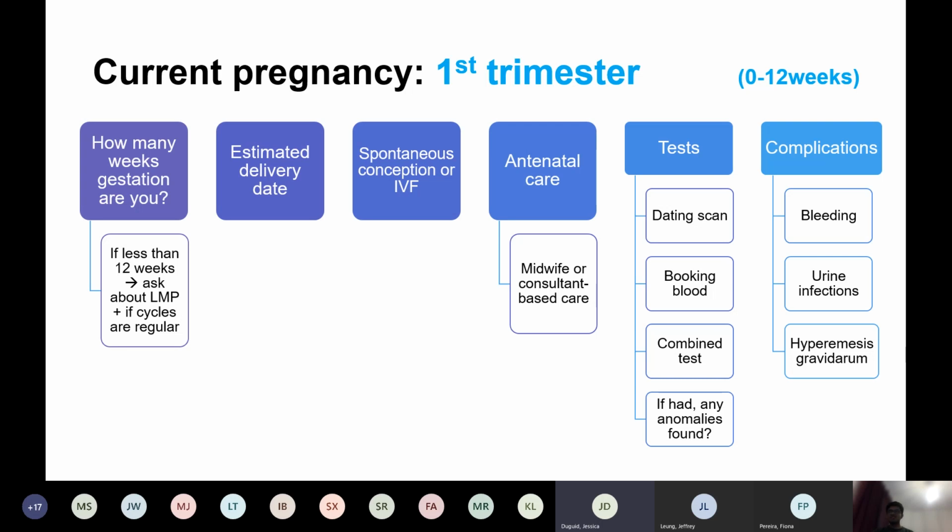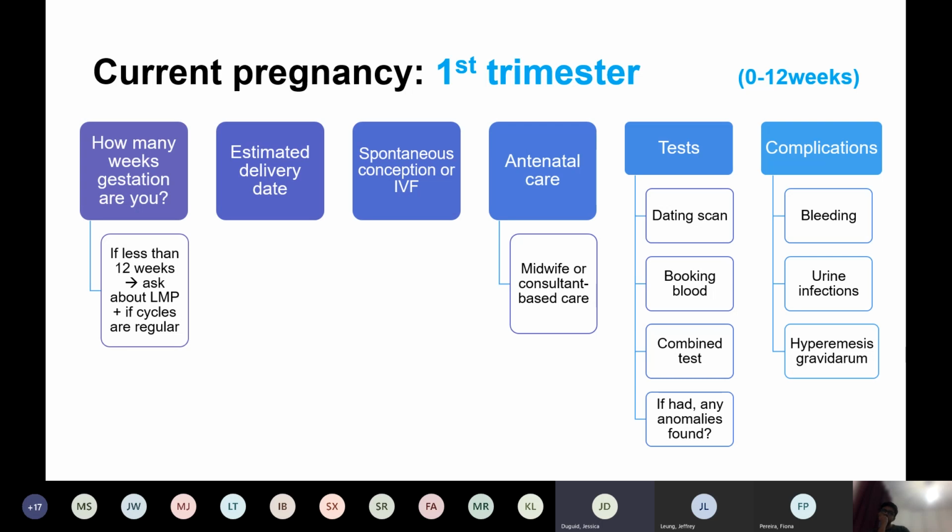So then you want to ask, how many weeks gestation are you? If they're less than 12 weeks, you want to ask the first date of their last menstrual period and if their periods are regular, because that will give you a clue about their gestation. Women normally have their booking scan, which will date the pregnancy, around 10 to 12 weeks. Some women who are less than 12 weeks won't have had the official scan yet, so they won't officially have the date of how old their baby is. So you work it out this way until they get the scan, and when they get the scan, they come and work it out.